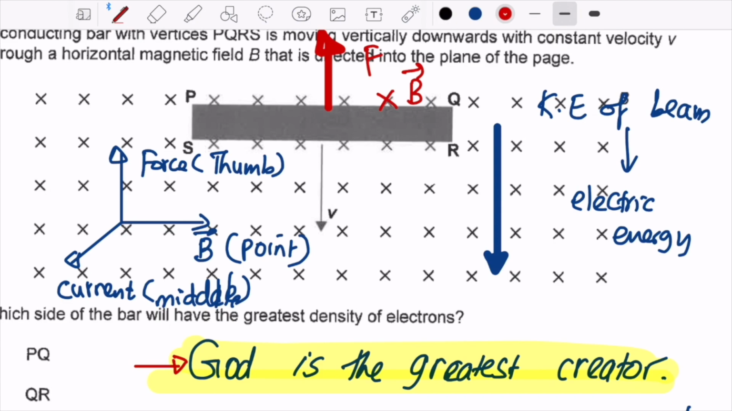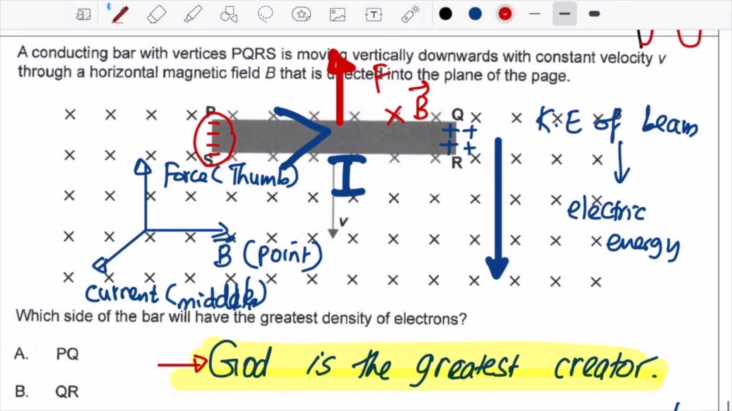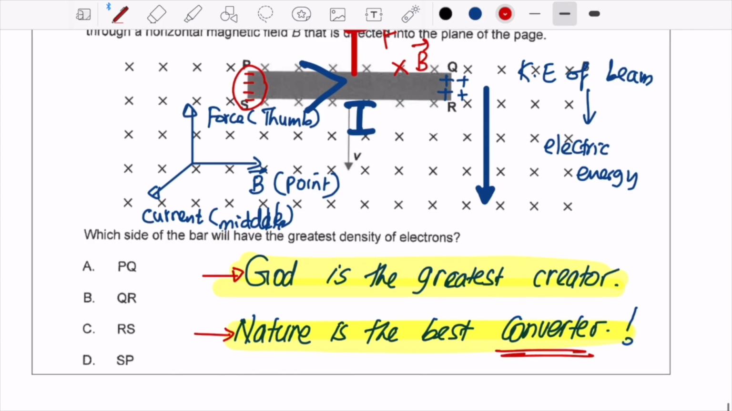We know the force. Check what is the direction of current. If you do this using the left hand rule, pointing finger into the page to get a force upward, very good. Current should be from left to right. It means positive charge particles experience a force towards the right, right? They are pushed to the right. So this side will be more and more positive. Similarly, this side will be more and more negative. So the highest electron density will be at the PS edge at the end.